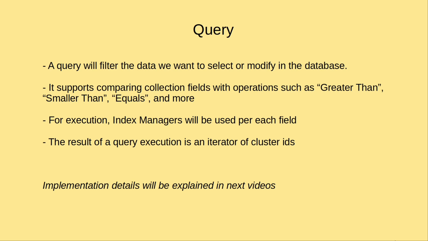Next, we have queries. Queries will basically filter the data that we want to select from a collection. Additionally, I use them for offsets and limits as well, but we will see these details in future videos. Queries also support operations such as greater than, smaller than, equal, like, and much more. And as you may have guessed it, queries use our index managers. And if you go back to older episodes, you see that our index keys should all implement Java's comparable interface, which helps here. Finally, we should know that the result of a query is an iterator of cluster IDs.